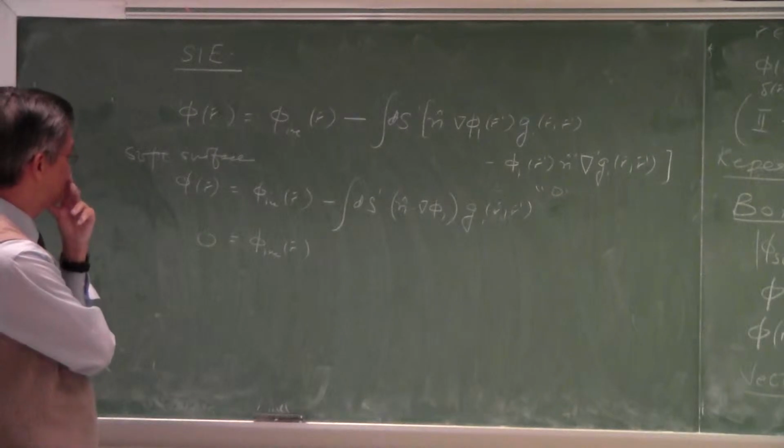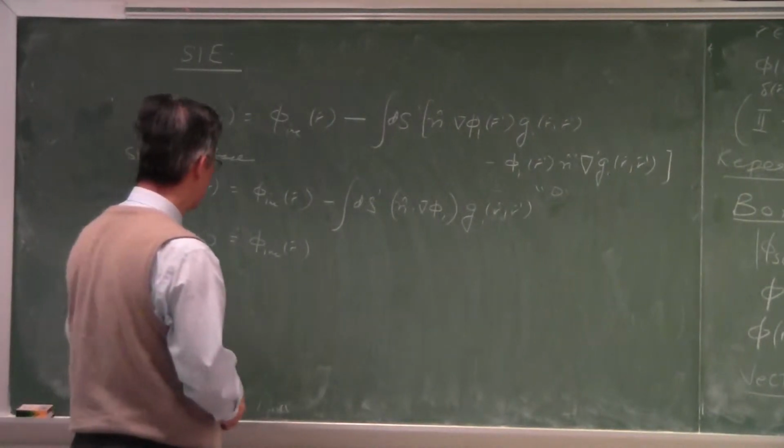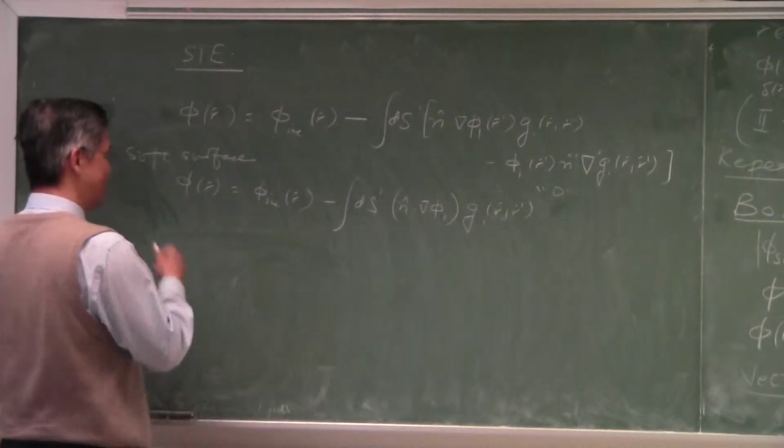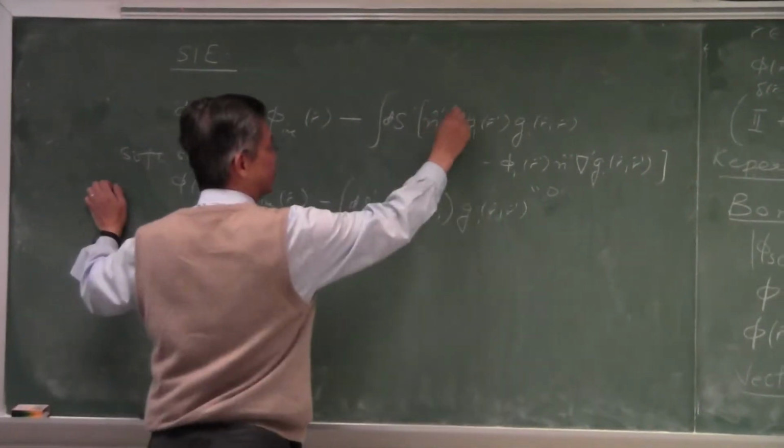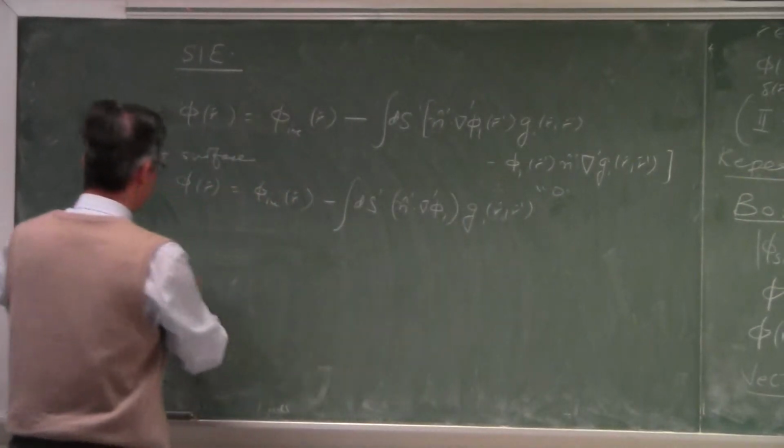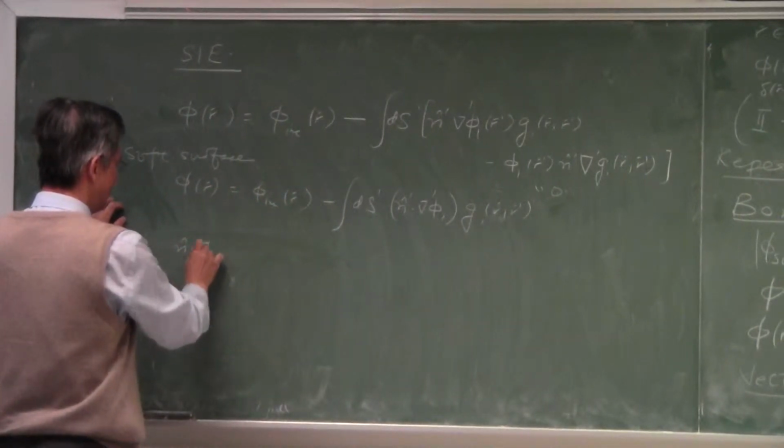Yeah, I want to have the same unknowns both inside and outside the integral. So I think I can do that. I can do that by applying the n dot grad operator.